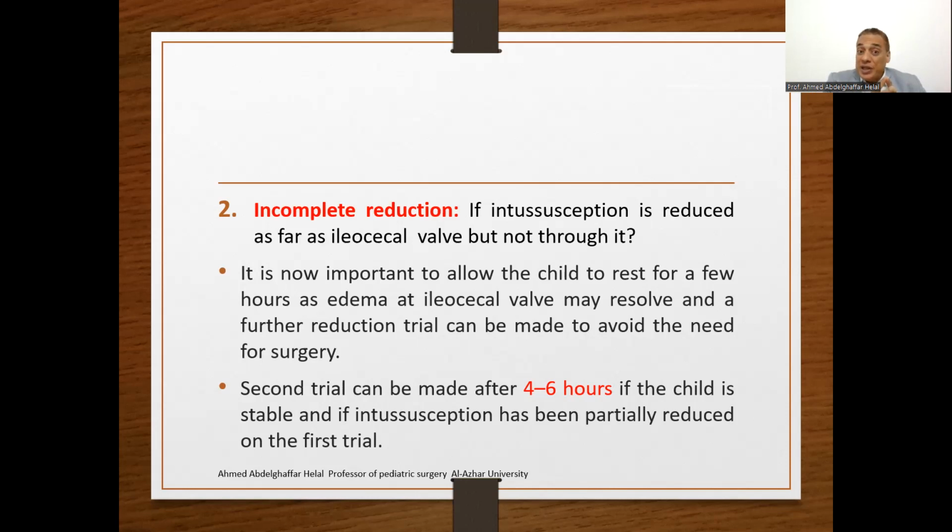So if you face an incomplete reduction, we mean that the intussusception reduced as far as the ileocecal valve, but not through it. Part of the intussusception is still present. What to do? Wait and leave the child to rest. The edema of the ileocecal valve may resolve, and a further reduction trial can be easier, avoiding the need for surgery. After 4 to 6 hours, you can perform a second trial, provided that the child is stable and the intussusception partially reduced during your first trial.